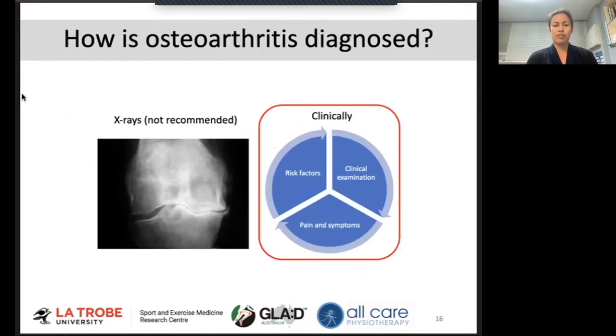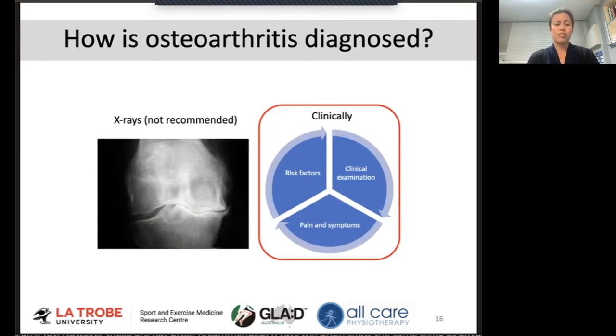So how is osteoarthritis best diagnosed? There are two ways to diagnose OA. The first way is an X-ray. However, this is not really recommended anymore. X-rays will often show the same thing as anyone of a similar age and often show reduced joint space, osteophytes, cyst formations, and increased density of the bone beneath the cartilage.